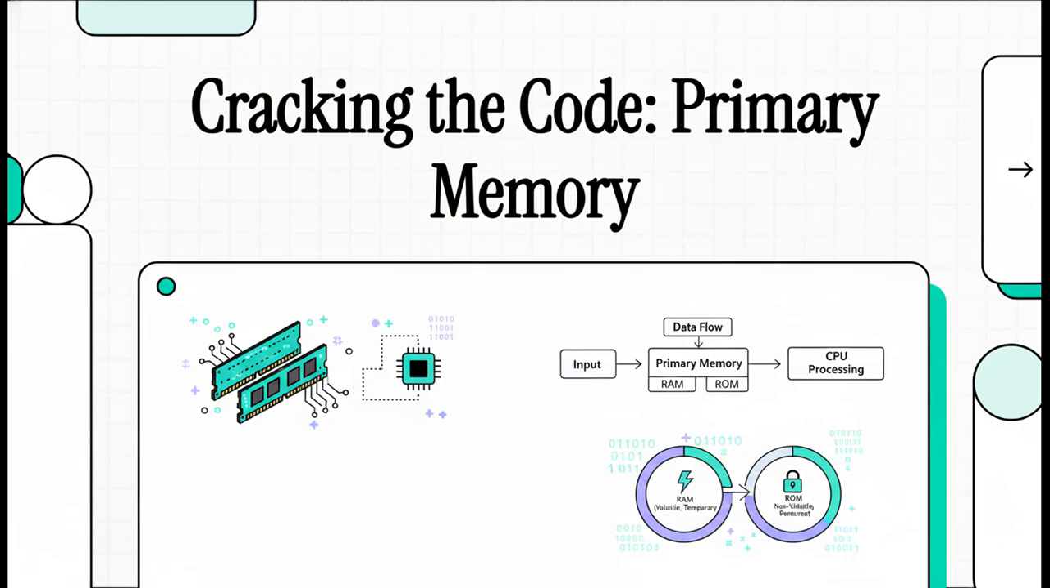Hey, have you ever wondered why your computer completely forgets everything when you turn it off, but your phone remembers all your photos? Well, it all comes down to something called primary memory. And if you're getting ready for your GCSE computer science exam, this is going to be everything you need for section 1.2.1, all broken down nice and simple.